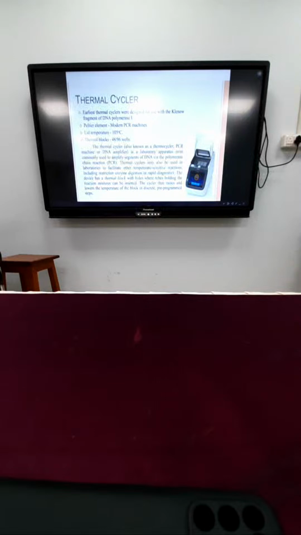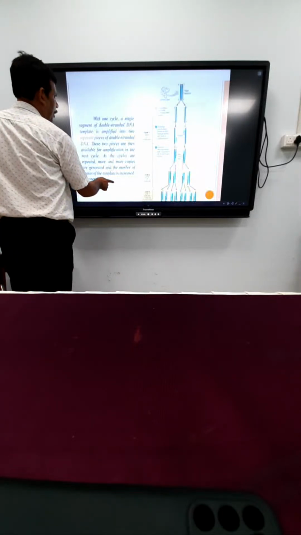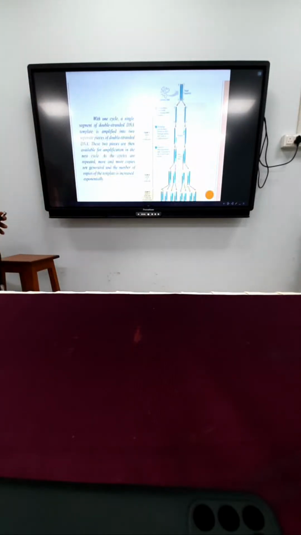So earlier the thermal cycler was designed and used with Klenow fragments of DNA polymerase 1, and computer elements for the modern PCR machine. So every day it will change. Any machine can be modernized day by day, and sophistication is obviously needed. On that basis we are using this machine. Okay? So these are the steps involved in PCR, and finally we get the result.